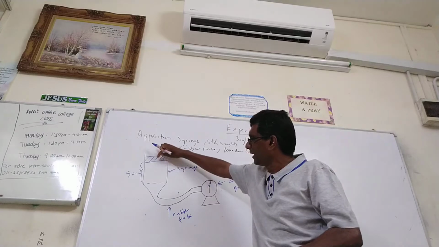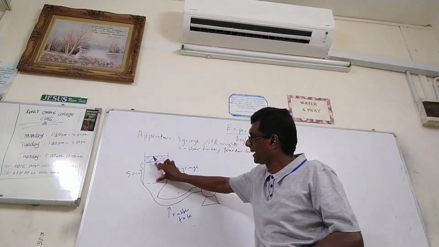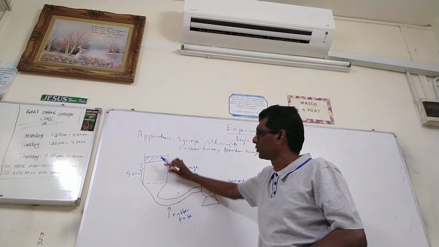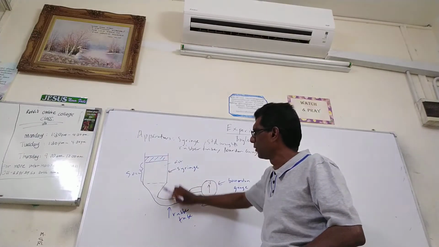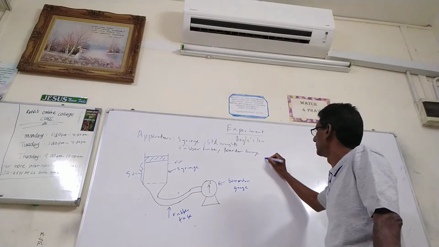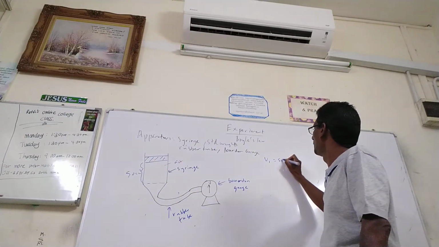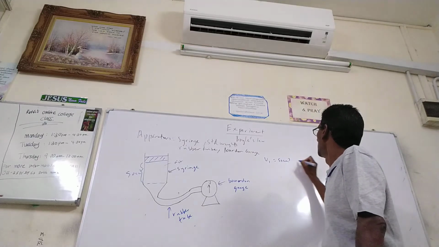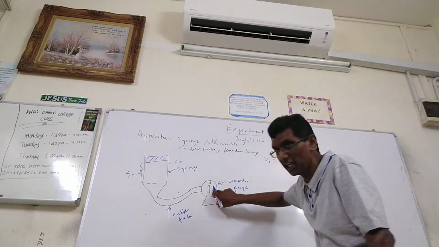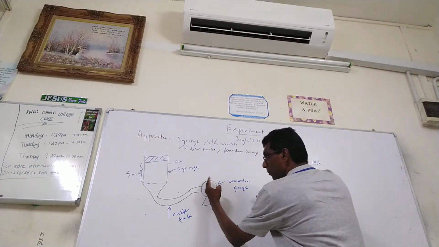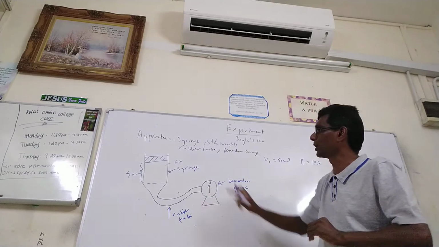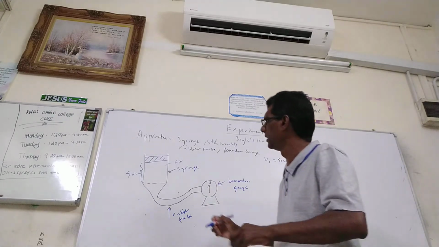So with the first weight, the volume of the trapped air is 50 centimeter cube. So volume 1 equals 50 centimeter cube, and pressure 1, let's say, is 10 Pascal. The Bourdon gauge shows the pressure in Pascal. Next, the second experiment.